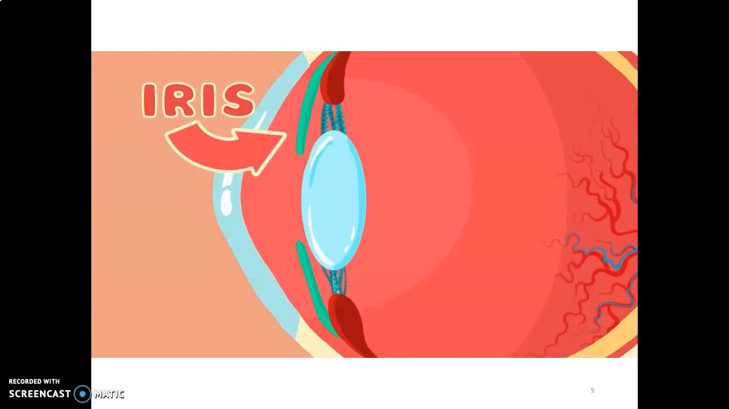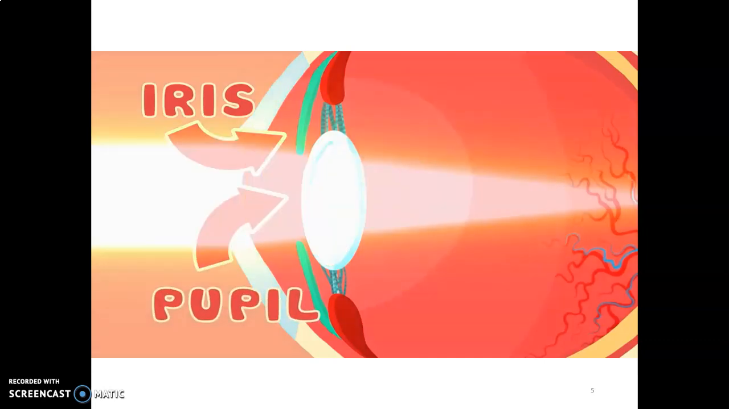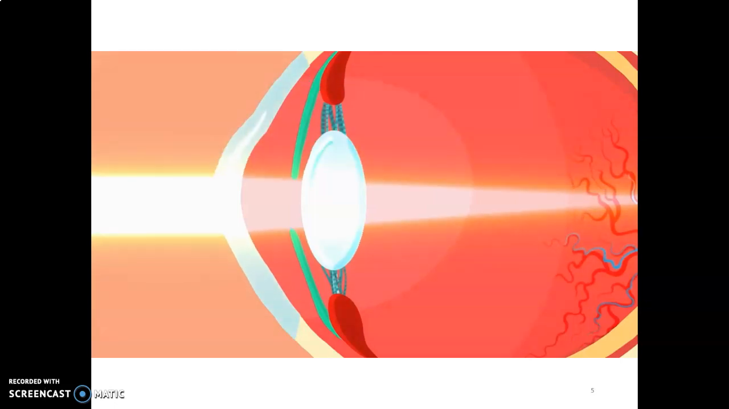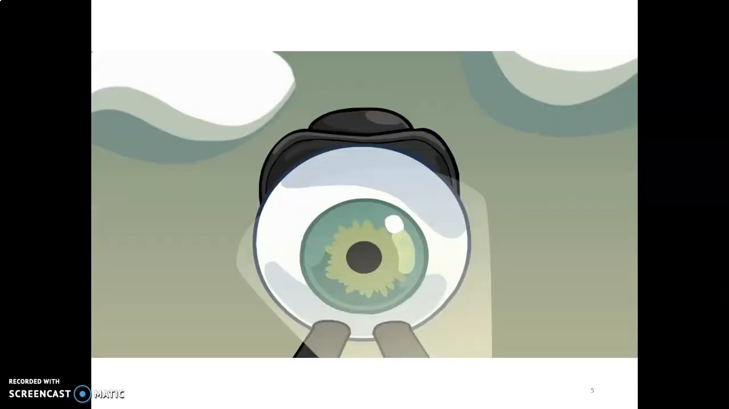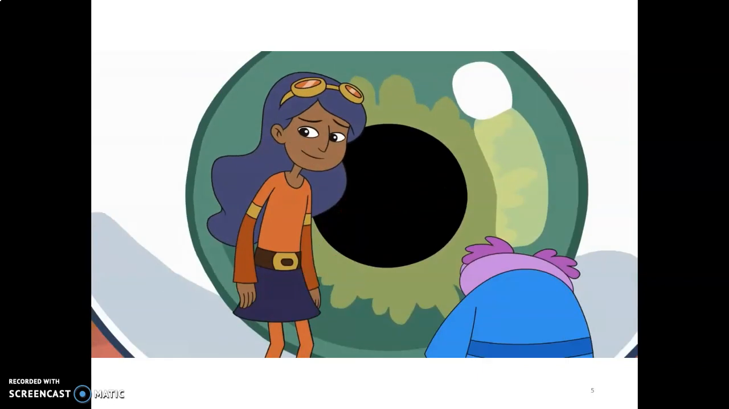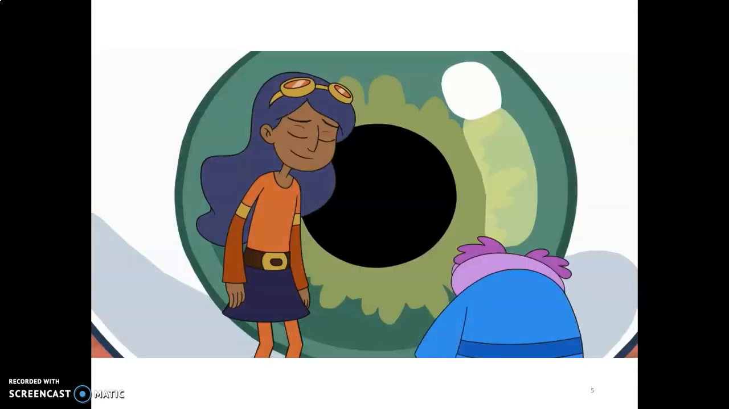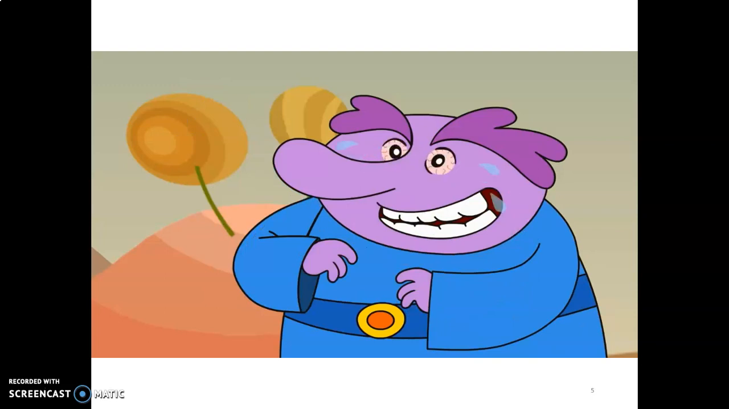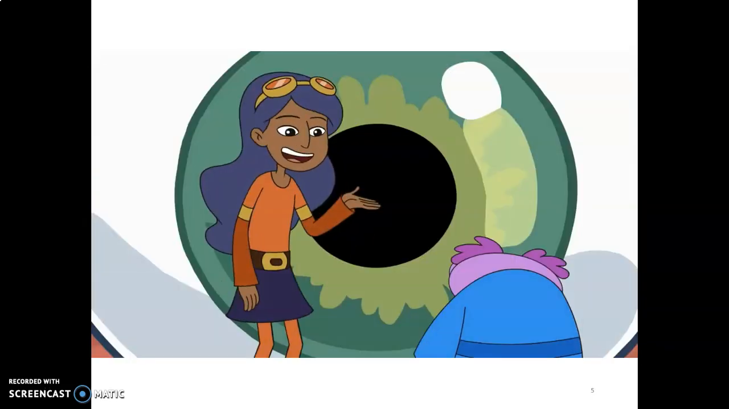In the middle of the iris is a black circle called the pupil, an opening that lets light into the eye. The iris has muscles attached to it that change its size, making the pupil bigger and smaller to control how much light gets through. So the pupil gets smaller when there's a lot of light and bigger when it's dimmer. Don't look now, but I think we're being watched. Ha! He blinked first. Which is a good thing. Blinking protects and moistens the eye.